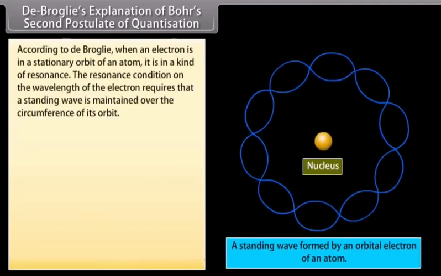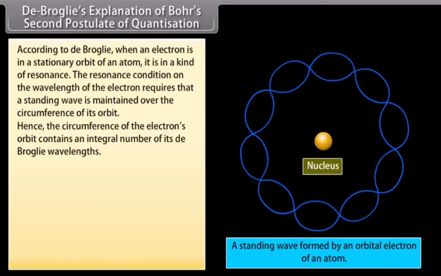De Broglie's explanation of Bohr's second postulate of quantization. De Broglie explained the quantization condition on angular momentum of an orbiting electron. According to de Broglie, when an electron is in a stationary orbit of an atom, it is in a kind of resonance. The resonance condition on the wavelength of the electron requires that a standing wave is maintained over the circumference of its orbit. Hence, the circumference of the electron's orbit contains an integral number of its de Broglie wavelengths.